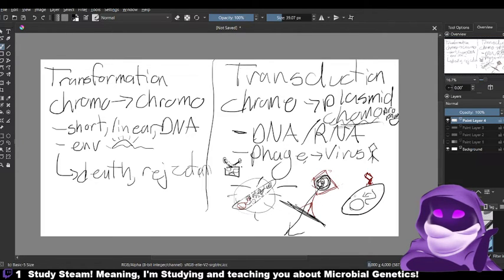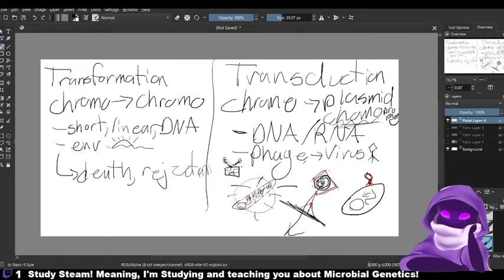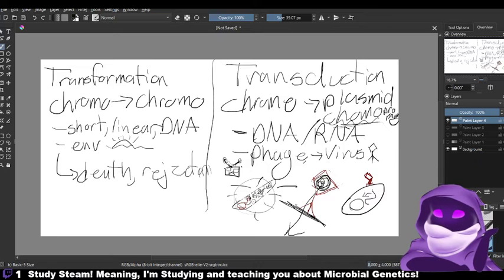And this decision for the virus isn't really made by the virus. It is made by a combination of environmental factors, like how happy the cell is, how much ATP is available, and how well the cell's immune system is going. So if you didn't know, bacteria have immune systems. Everything has, that's not true. Bacteria have immune systems.